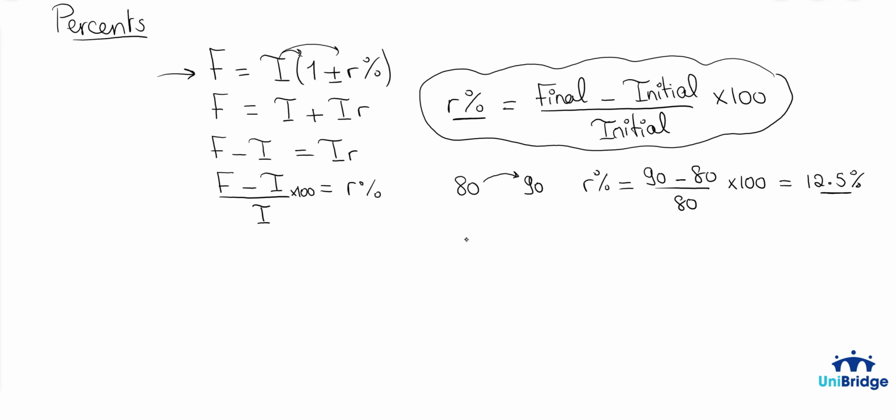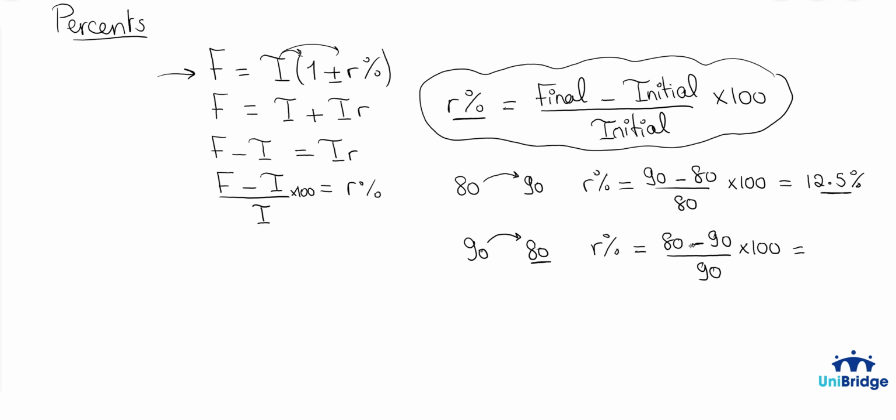Suppose that the same person decided that he wants to lose the same weight he gained, so he lost weight from 90 to 80. Would the percent be the same? Well, let's see. If his final now is 80, his initial was 90, and you're going to divide now by the initial, which is 90, and multiply it by 100.